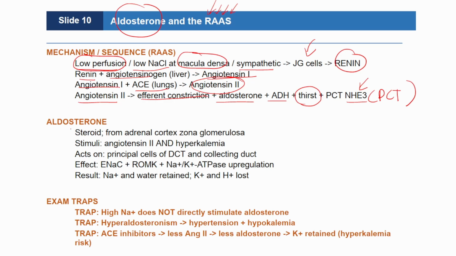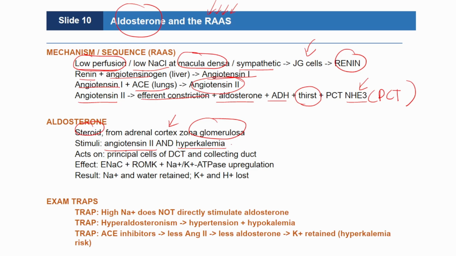Aldosterone is a lipophilic steroid hormone synthesized and secreted from the zona glomerulosa of the adrenal cortex. The primary stimuli driving its secretion are circulating angiotensin II and hyperkalemia. That means increased potassium in blood.